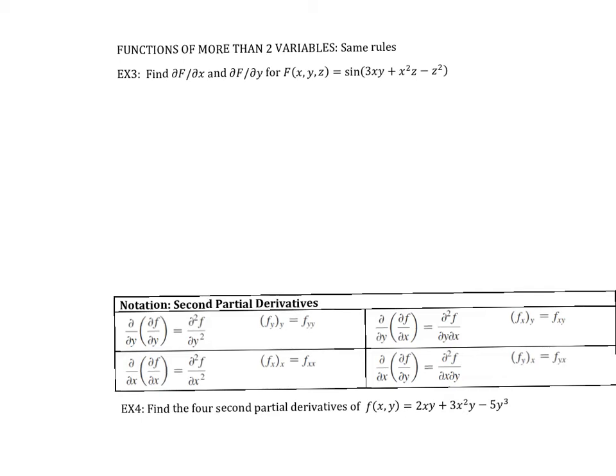In example 3, I'm supposed to find the partial derivative of f with respect to x and the partial derivative of f with respect to y. My function is sine of 3xy plus x squared z minus z squared. So you notice there's a z in there. So the partial derivative of my function with respect to x is going to be equal to, I have to use the chain rule, derivative of sine is cosine, inside stays the same, and then take the derivative of the inside.